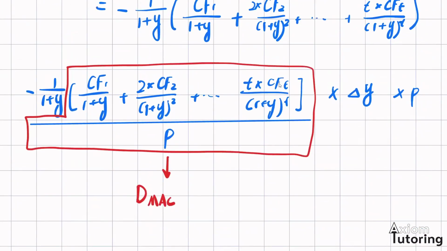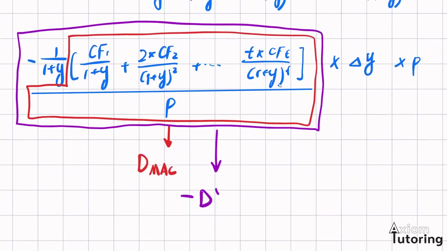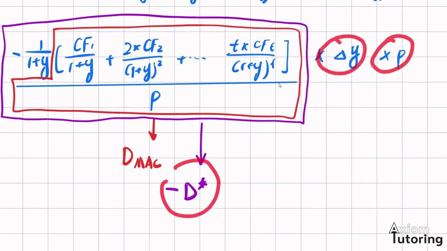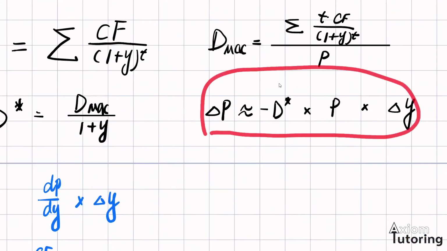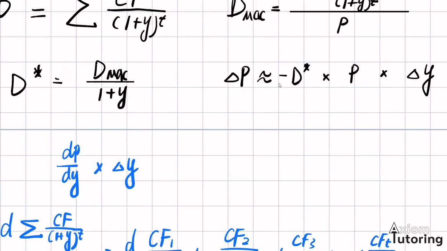So added with this part, let me just use another color. If we add this part here, that's going to be the minus of D star, which is the modified duration, because of this minus sign here. And then what we're left with is the minus of D star multiplied by delta y multiplied by P itself. So we have it exactly here. This is how we arrived at the approximation of the price change due to the change of yield to maturity.